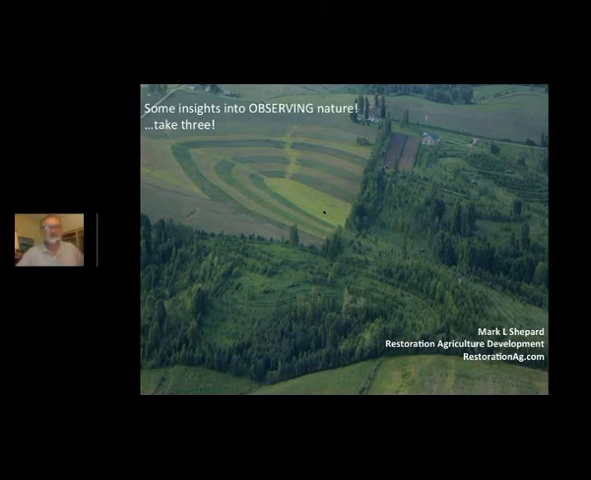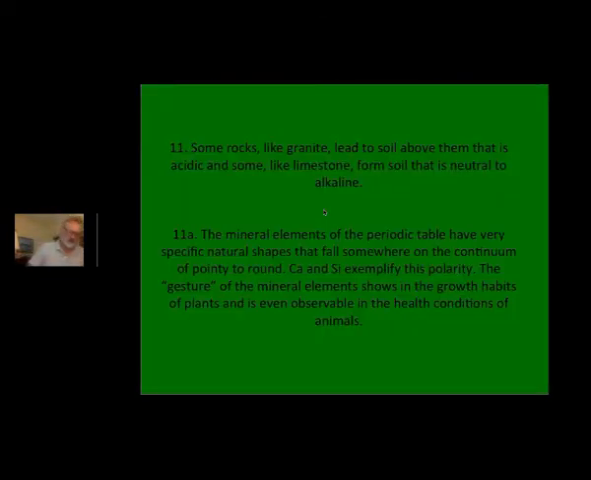All right. So we were talking about rocks. Now, some rocks like granite lead to soil above it that's acidic, and some like limestone form a soil that's alkaline. And if you ever get an opportunity to go to a geology museum or something like that, just look at the basic mineral elements.